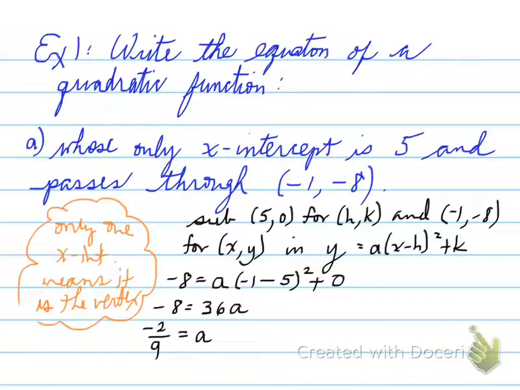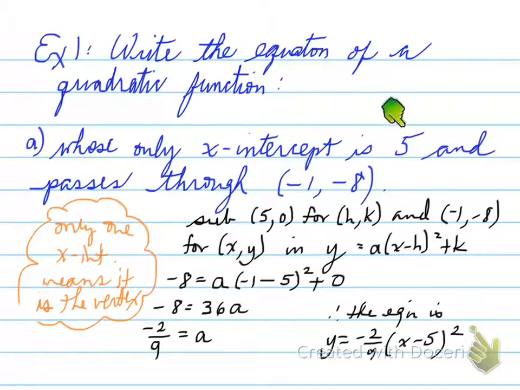But that isn't the final answer. That is only the a value. You now have to write the equation. Because it doesn't say what form it's in, you can put it in any form you choose. In this case, we have the vertex, so let's put it in vertex form. Therefore, the equation is y equals -2/9 times (x minus 5) squared. And that, folks, is the final answer for part A.